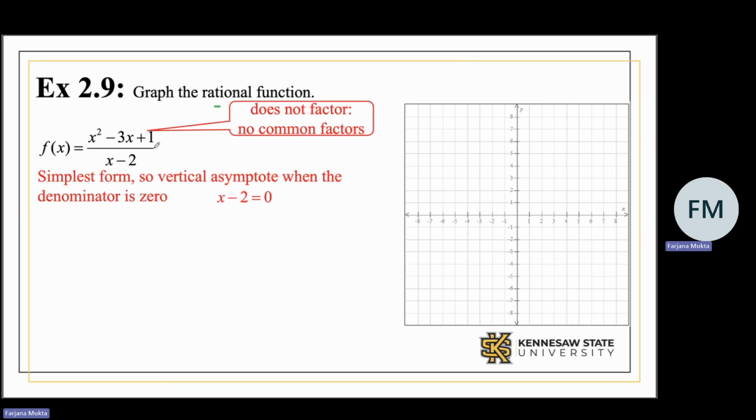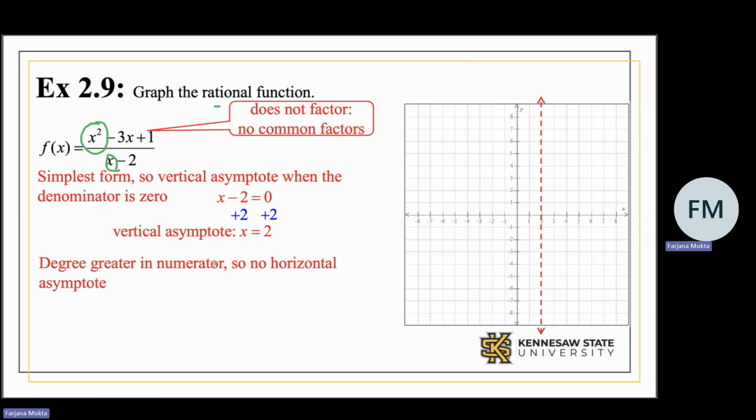Now from this simple form, we'll find the vertical asymptote by setting the denominator equal to 0. So we'll get x equals 2 as our vertical asymptote, and there you go, the vertical asymptote in our graph. Next, horizontal asymptote. The degree of the numerator is 2, the degree of the denominator is 1. So the degree of the numerator is higher than the degree of the denominator. And if that happens, then we do not have any horizontal asymptote, right?